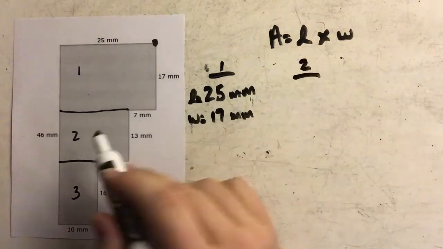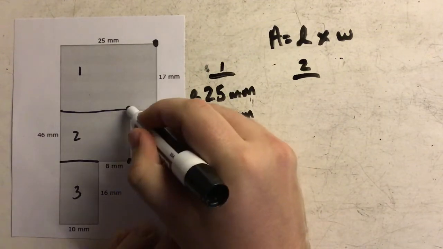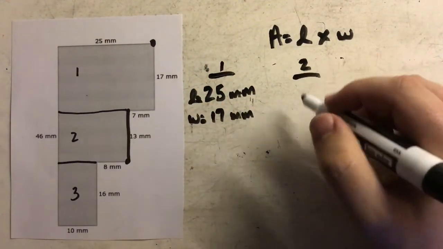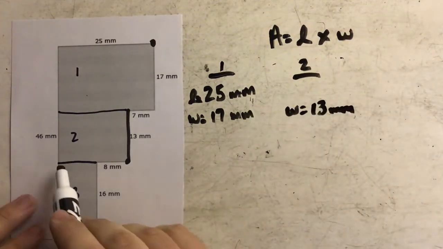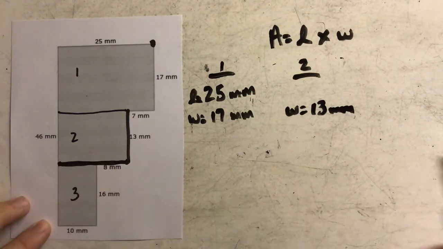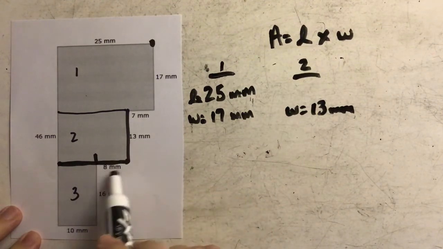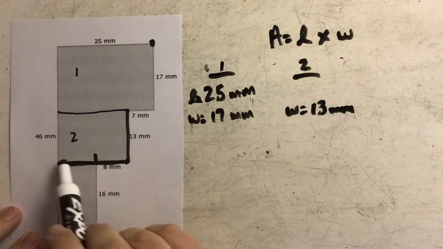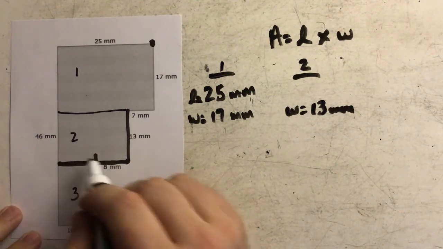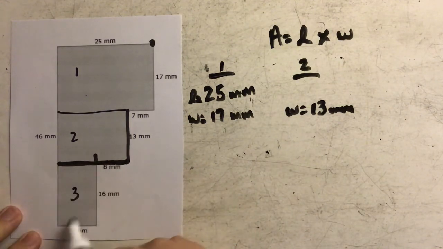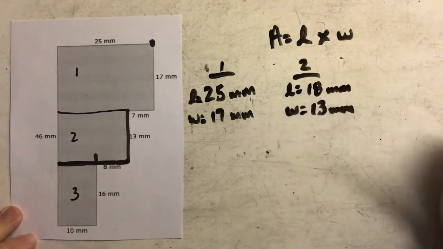For my second rectangle, I have one of my lengths given to me. In this case, I have 13. I know that the width will be 13 millimeters, but I don't know what this length is right here. I know that this section, right from here to here, is equal to 8 millimeters, and I know that this section from here to here is equal to 10 millimeters, so I really need to add both of those together to give me this full length. So 10 plus 8 would be 18 millimeters for my length.